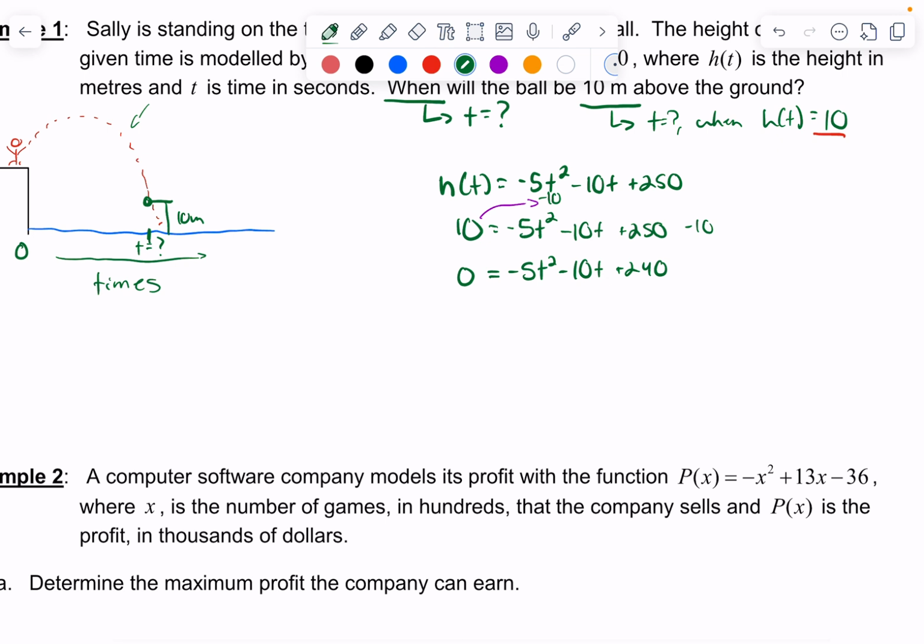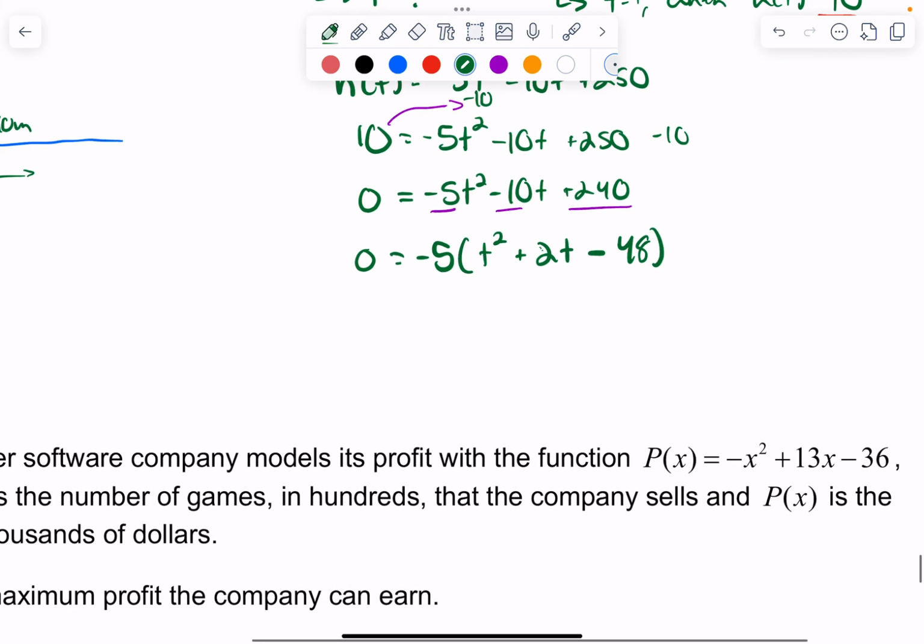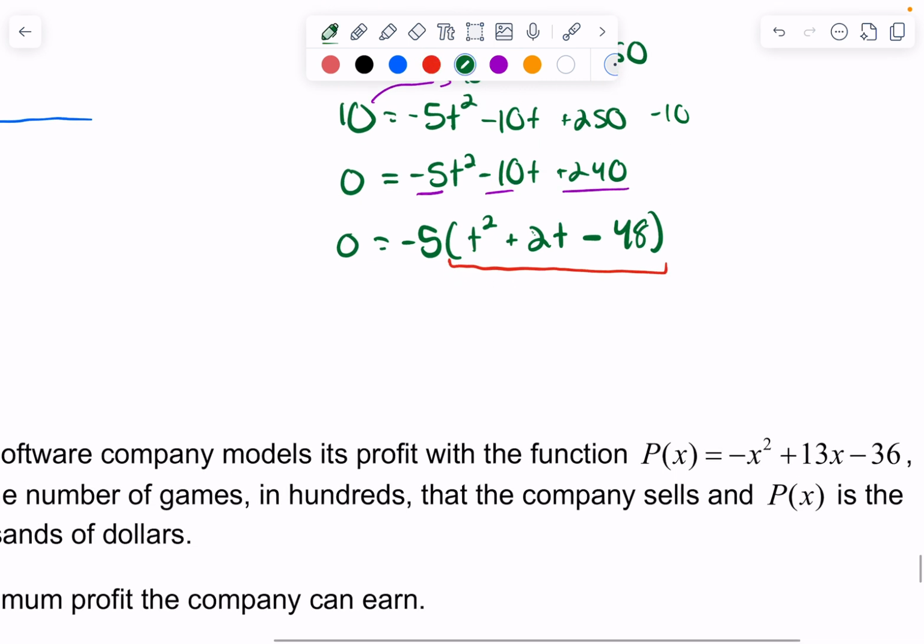Okay, so now we're solving this quadratic. See how you have a minus 5, a minus 10, and a plus 240? All of those are divisible by 5, so we can factor out a 5. If we factor out a 5 from each term, 0 is minus 5 times t squared plus 2t. Well, 240 divided by 5, my mental math is not great right now, is 48. So that'd be minus 48. Okay, now we have a simple trinomial here. So let's factor that. That becomes 0 is equal to minus 5. Minus 5 is our a value.